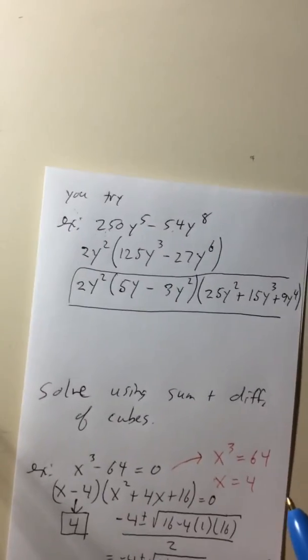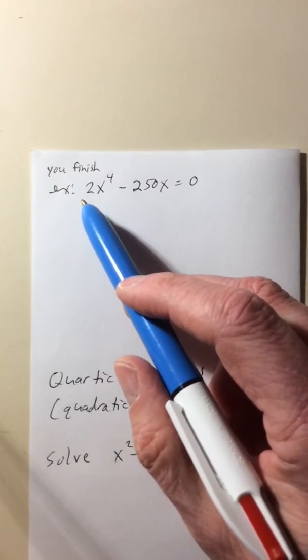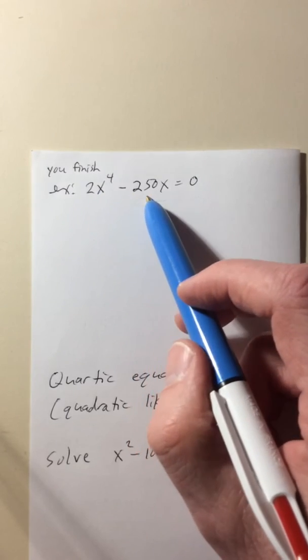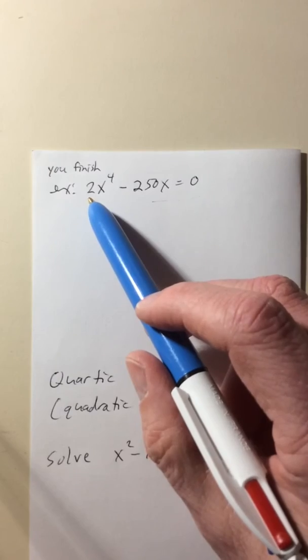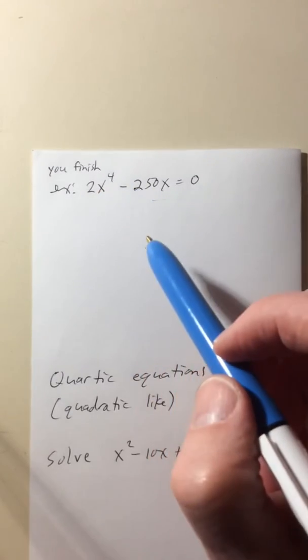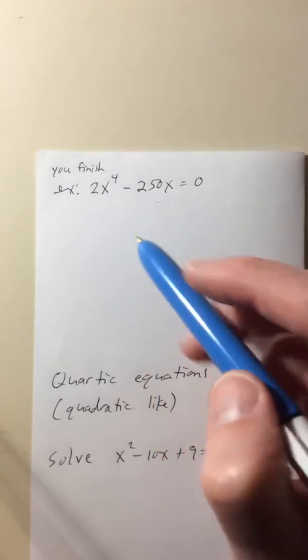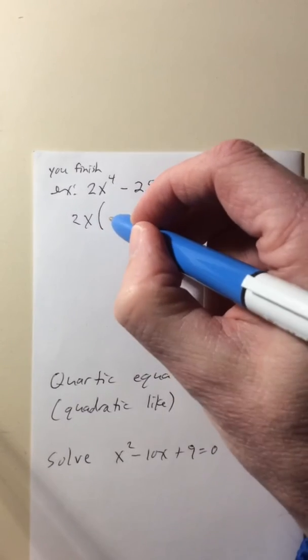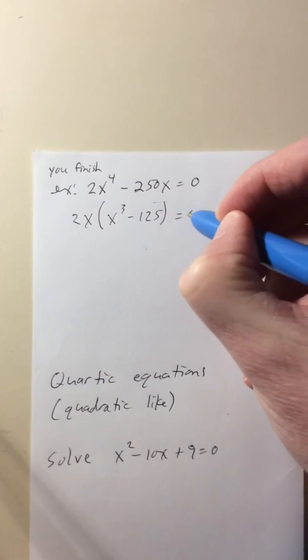All right, trying to save a little time here, so let's jump over and get to a place where you're going to finish this one out. So again, we look at 2x to the fourth minus 250x equals 0. And what you should recognize here, of course, is that they have a common factor in them. That's 2x. I want to make sure that common factor concept is still there for you all the time. So we're going to factor out a 2x. So we got 2x times x cubed minus 125 equals 0.